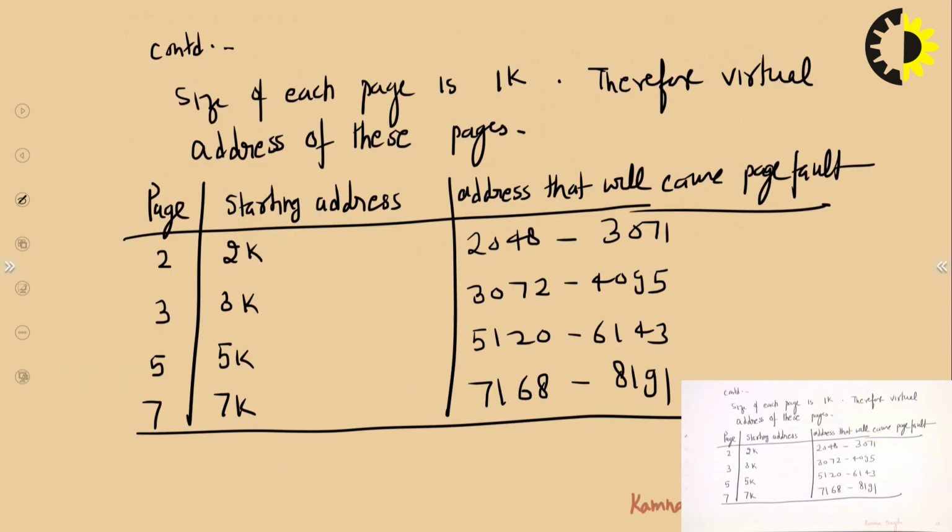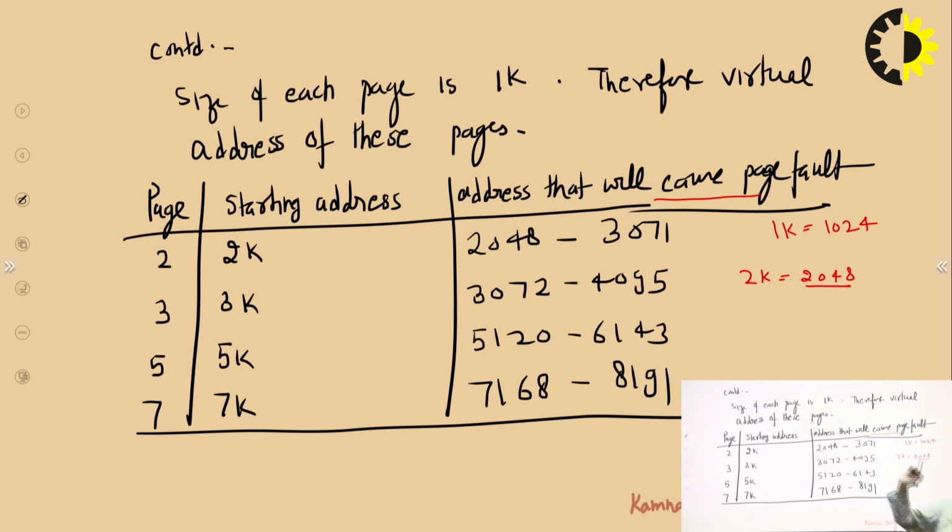And how do you get the addresses? As you know, 1K is 1024. So the page faults are at 2K, 3K, 5K and 7K, that is pages 2, 3, 5 and 7, because the page size is simply 1 page. So you can write it as 2K, 3K, 5K and 7K. How will the virtual addresses be calculated? 2K is 2048.